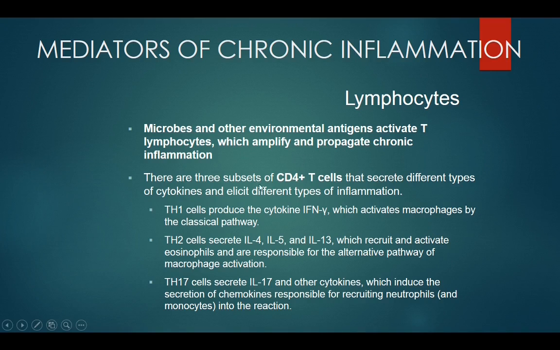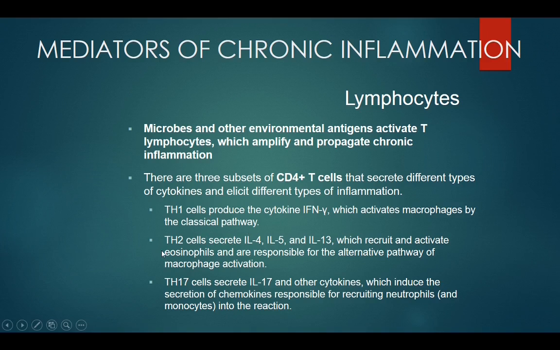There are three subsets of CD4 T cells that secrete different types of cytokines and elicit different types of inflammation: T helper 1, T helper 2, and T helper 17. T helper 1 produces the cytokine interferon gamma, so it activates macrophages by the classical pathway. It will lead to inflammation.